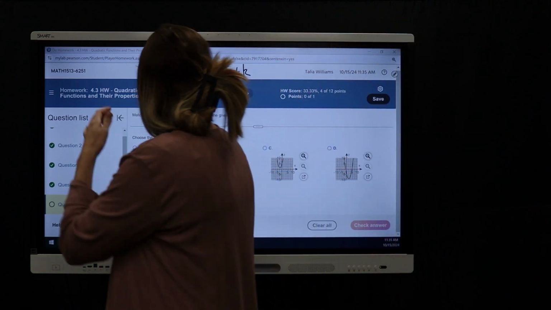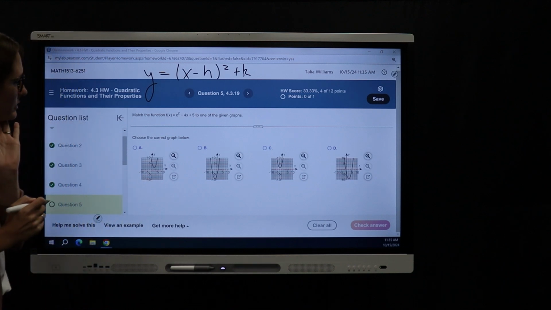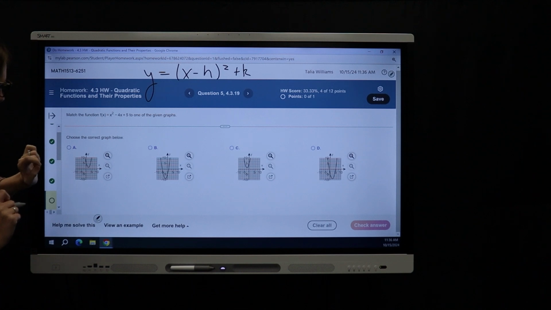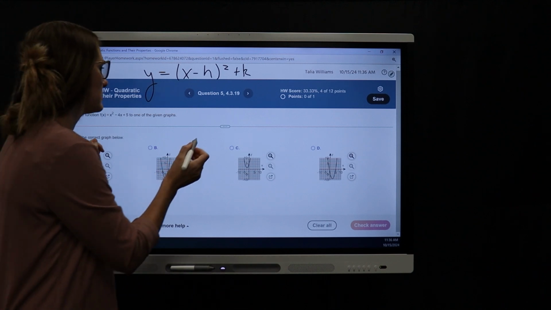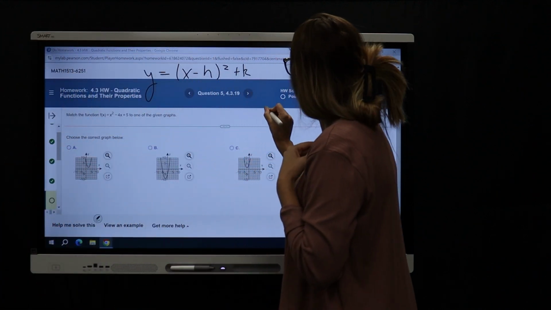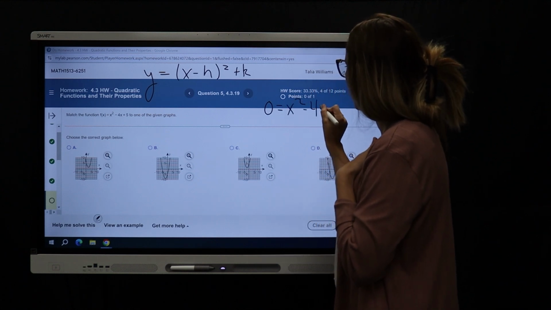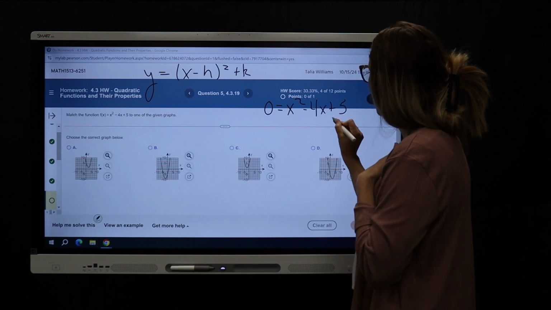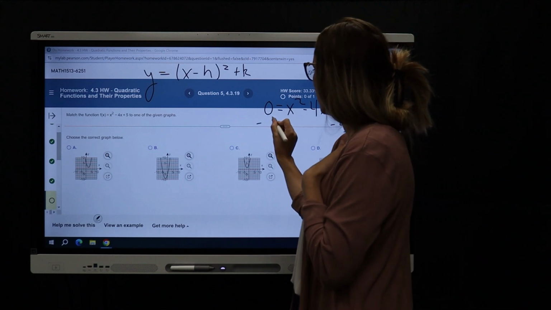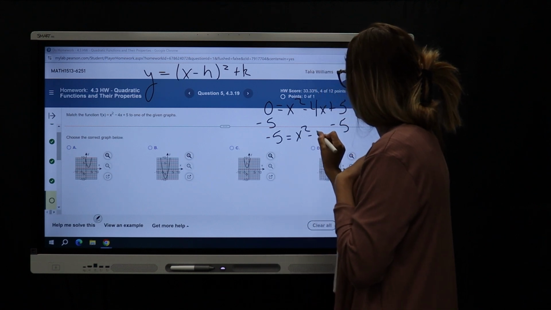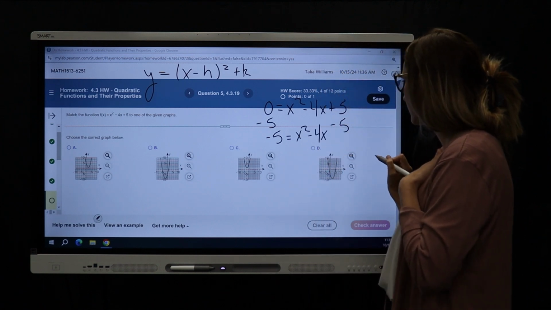Okay. So here we have f of x equals x squared subtract 4x plus 5. So first let's set this up. So we're going to have 0 equals x squared subtract 4x plus 5. We move our constant to the other side. So now I have negative 5 equals x squared subtract 4x.